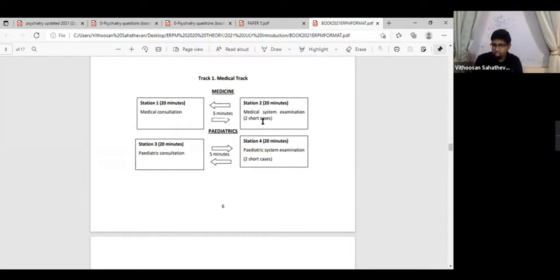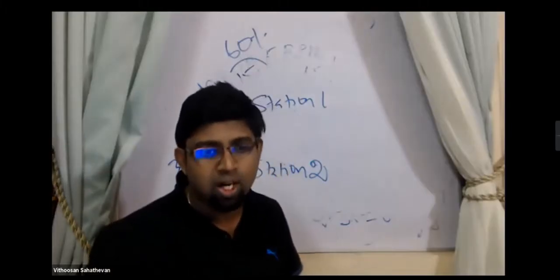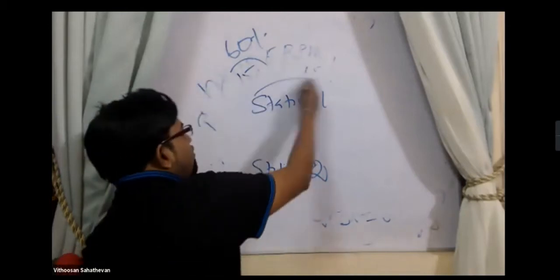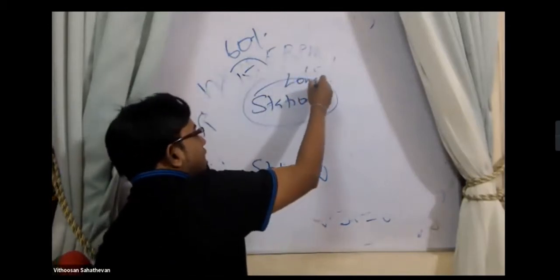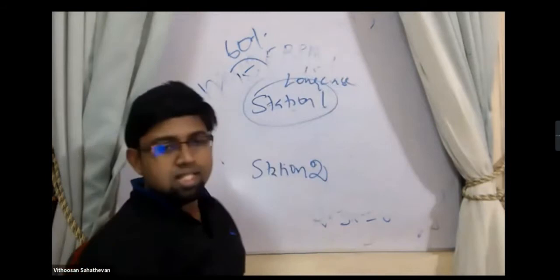If you look at medicine, the same for pediatrics also, there are two stations. There is a station 1 and a station 2. Clear? What is station 1? Station 1 is the one which is called the long case.